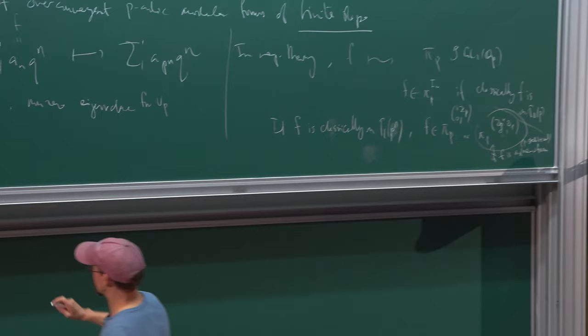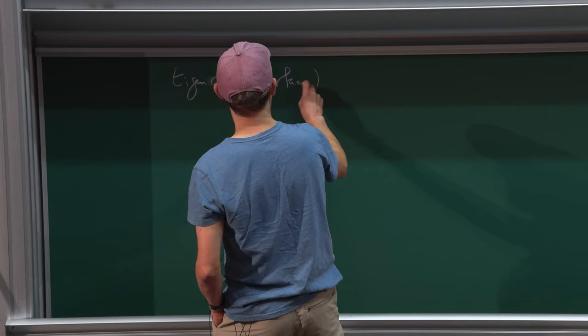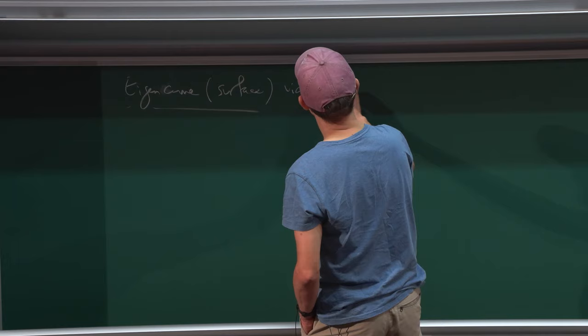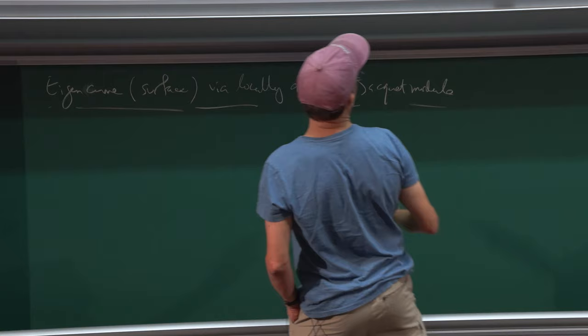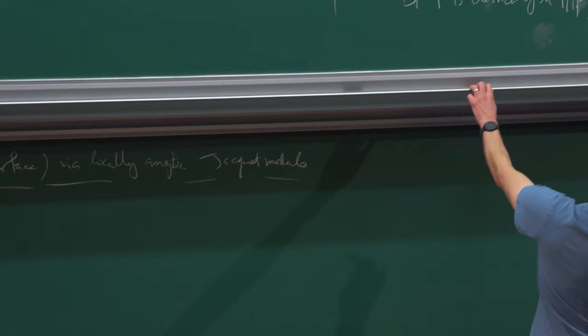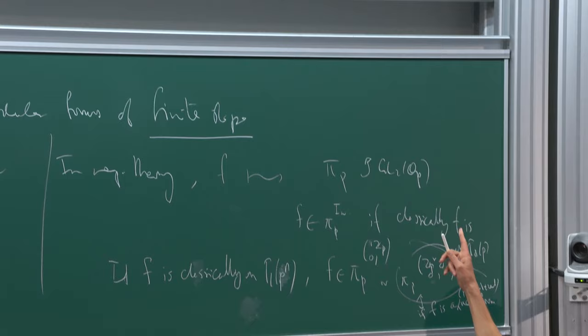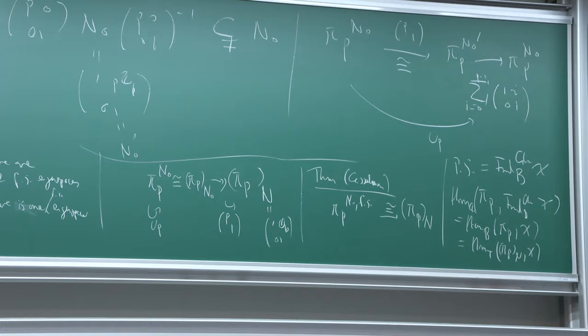I want to remind you how to get the eigencurve, or really what I'll explain is the eigensurface, via the locally analytic Jacquet module. I should say that these functors appearing in Casselman's theorem, the right-hand one but also the left-hand one, since they are isomorphic, this N co-invariants is called the Jacquet module of pi p, so called by Casselman because of the way Jacquet first used it.